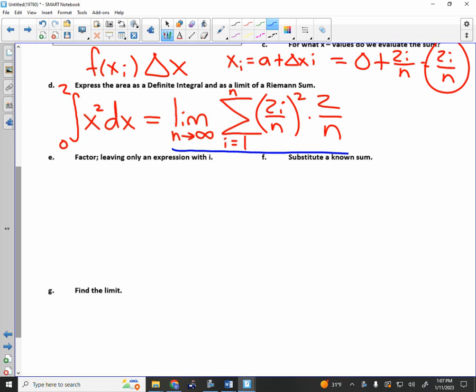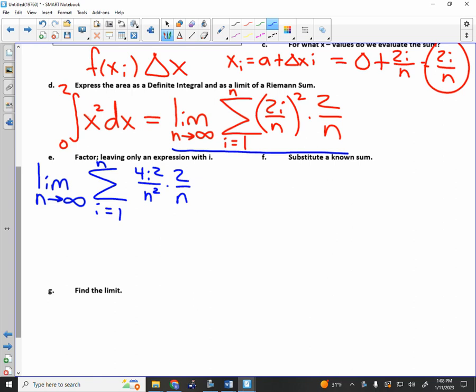Okay, so you see the left side, we want to compute the right side. And the right side, so far we have the limit as n goes to infinity of the sum from i equals 1 to n. This is not i as in an imaginary term, not the square root of negative 1. This is i just as a variable. So what do you get if you square that? 4i squared over n squared times 2 over n.